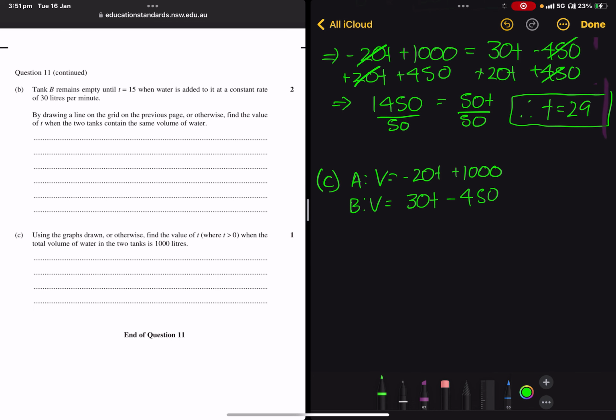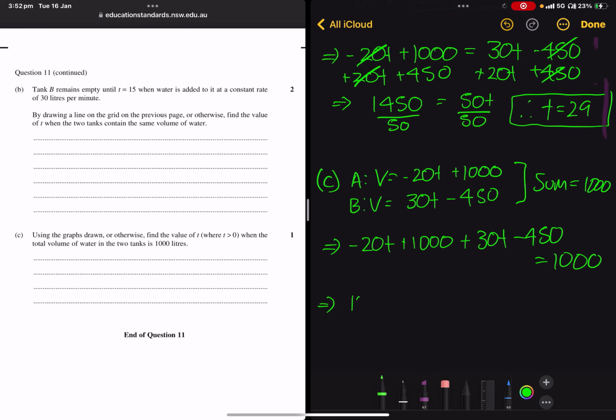What this means is the sum of these two volumes has to be equal to 1,000. So we're going to add these two volumes together. We're going to get minus 20t plus 1,000 plus 30t minus 450 has to be equal to 1,000. This has to be true for the volumes contained within both of them to be equal to 1,000. It has to be true that their individual volume equations sum to 1,000. So now we can just solve this.